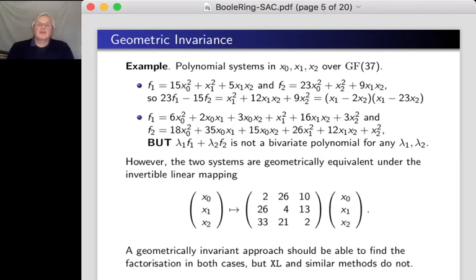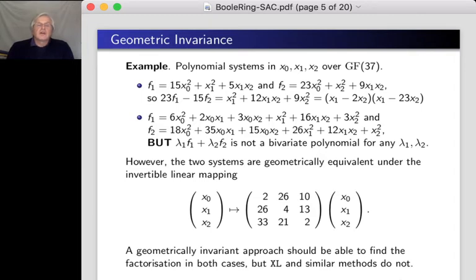Okay, so the second bullet point gives another equation system. As you see further down the slide, this equation system is obtained by taking a simple invertible linear mapping of the first equation system. But for this second equation system, we cannot generate a bivariate polynomial. So whatever form of lambda 1 f1 plus lambda 2 f2 I take, I can't generate a bivariate polynomial. But the equation system is essentially the same. The geometric structure is essentially the same. I've just used a linear mapping. Essentially, I've just moved the intersection points between these curves around in space.